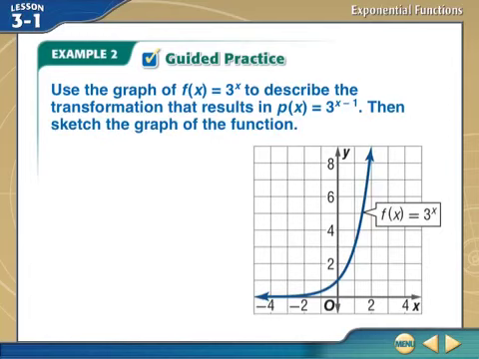In example 2, guided practice, we are going to use the graph of f of x equals 3 to the x to describe the transformation that results in p of x equals 3 raised to the x minus 1. Then we're going to sketch the graph of the function. I would like you to go ahead and graph the original function f of x, which the graph is shown here. And then I want you to also graph p of x and describe the transformation of that function from f of x to p of x and sketch p of x on the same axes as f of x.